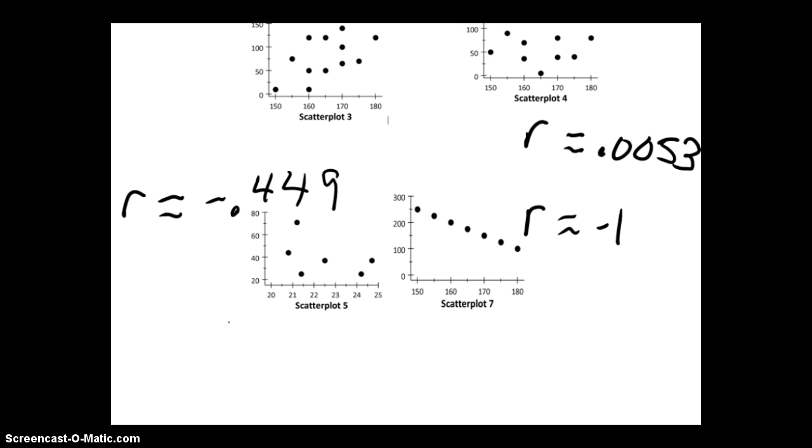If we go on to Scatterplot 5, that's a negative relationship. Again, a line is not a perfect fit. The R value is negative, negative 0.449. And Scatterplot 7 is a perfect negative linear relationship. It forms a perfect straight line. The R value is negative 1. So the R values are always between negative 1 and positive 1.